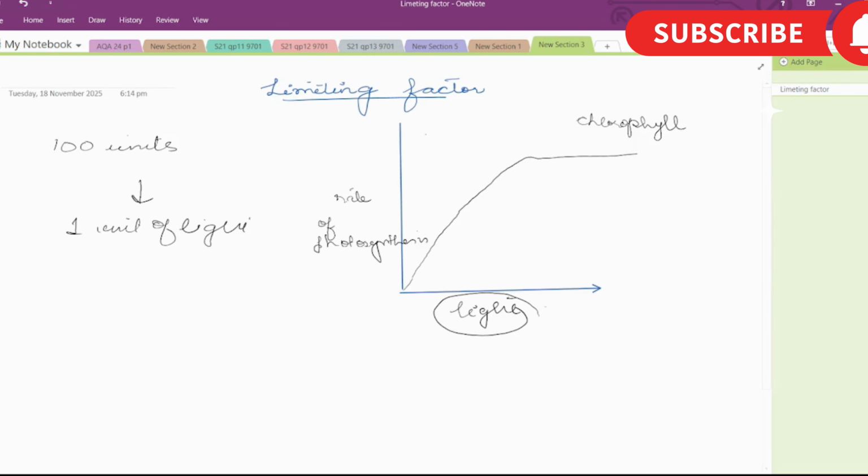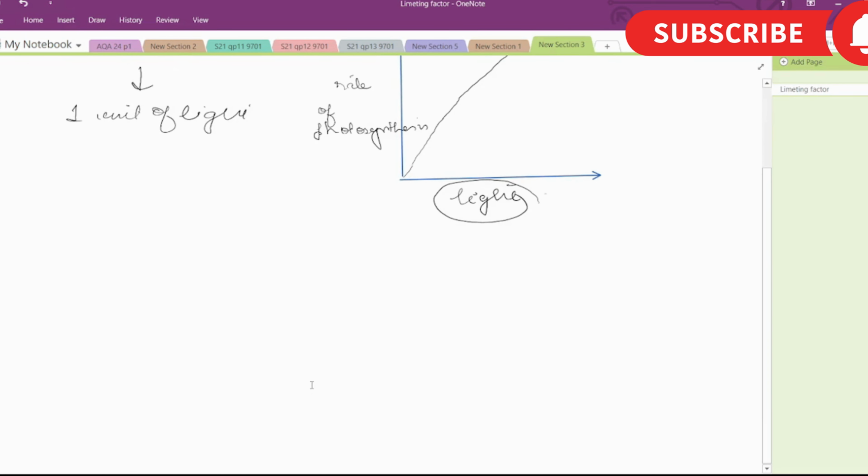Okay, let's talk about temperature. Now temperature is a limiting factor. How is it a limiting factor? When we increase the temperature, the reaction increases, but it's going to decrease after some time. Why do you think so?